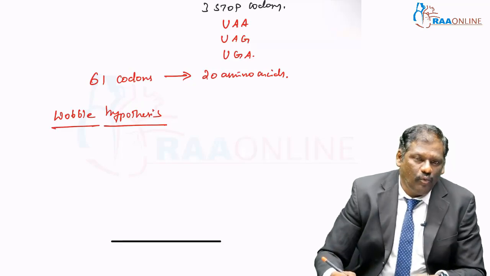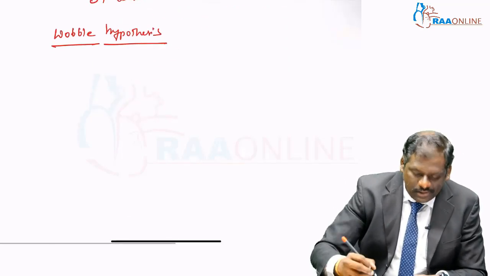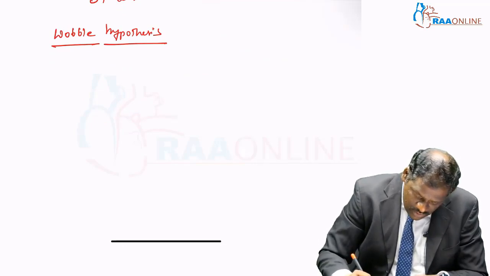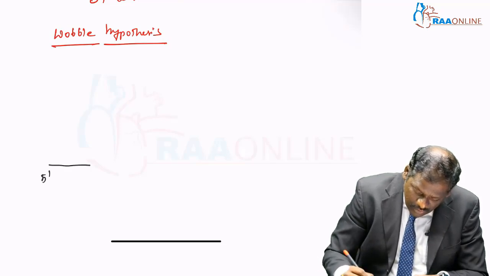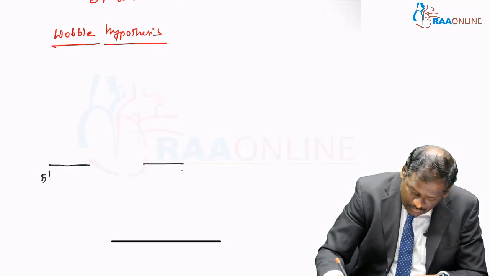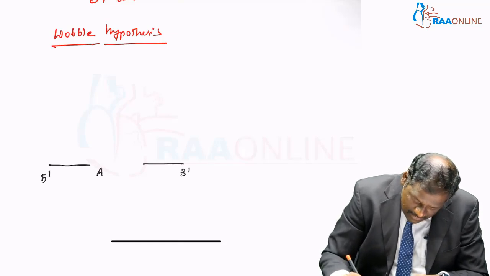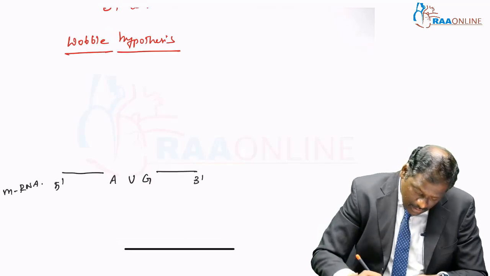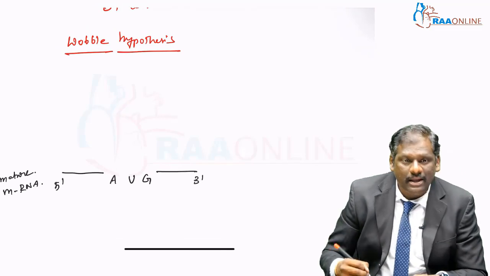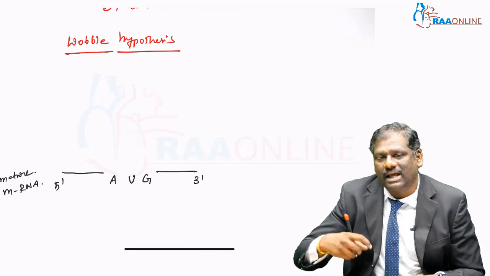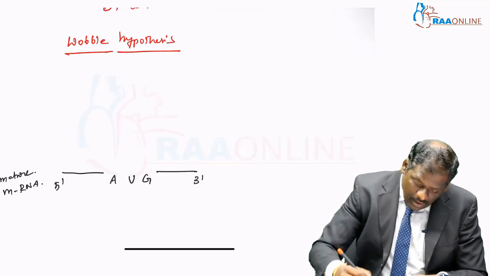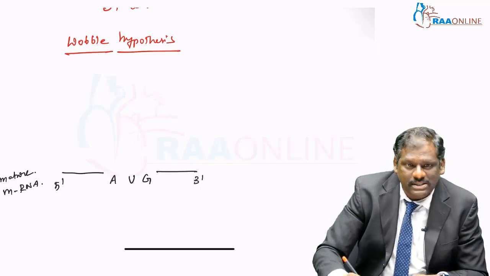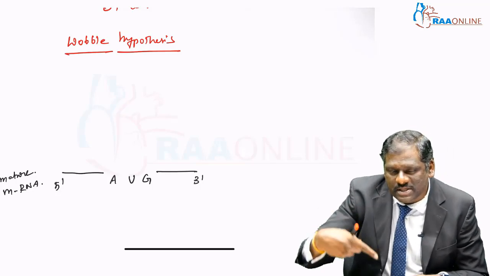So what do you mean by wobble hypothesis? I will try to draw the diagram here first and then explain it so that it will be easier for you to understand. See, if there is a mature mRNA, this mRNA is getting translated in your ribosome. Once it is translated, it gets identified by the specific tRNA for the specific amino acid.